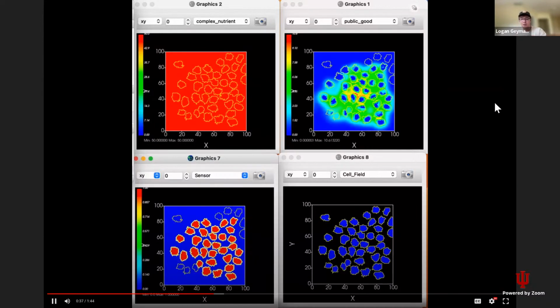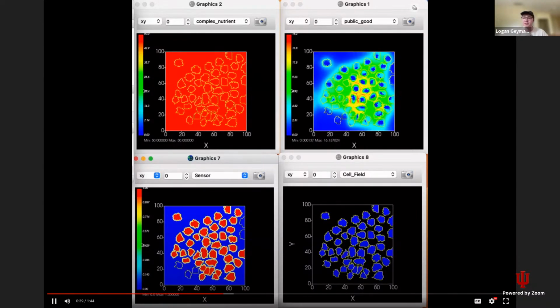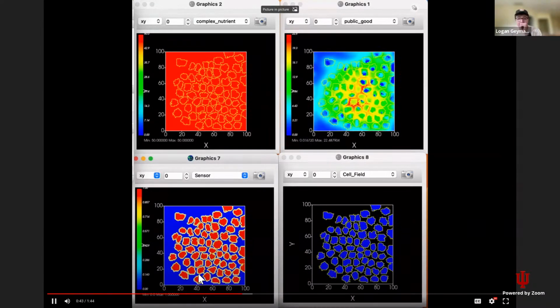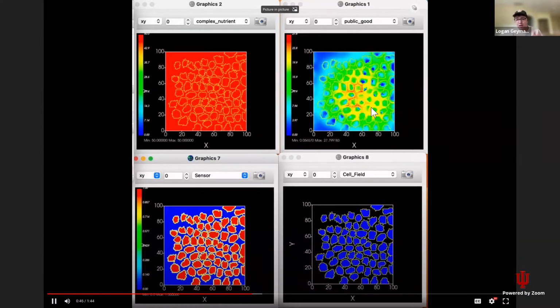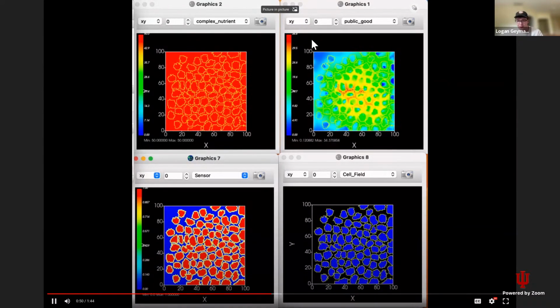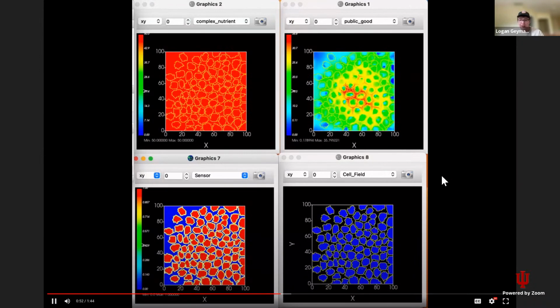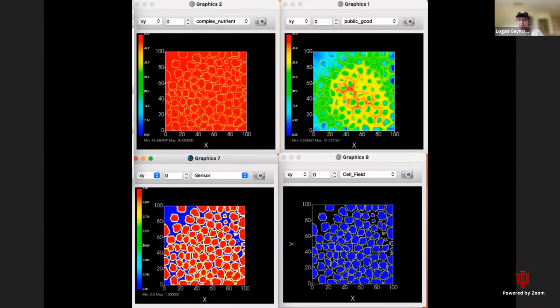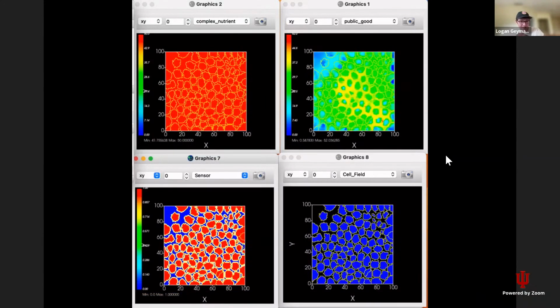You can see now the cells are turning on as they reach the quorum sensing threshold. Lots more public good is being excreted, and you'll see it quickly climb from just below 1 to well above, into the 10. So it's an order of magnitude increase quite quickly. And then over time, it'll start to reach a second order of magnitude increase from the initial value. And you can see the minimum value.